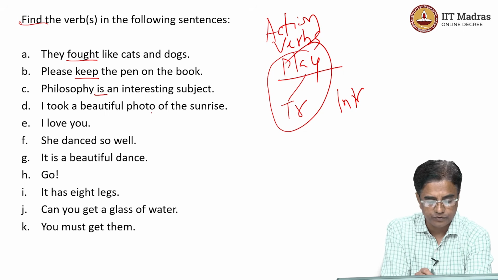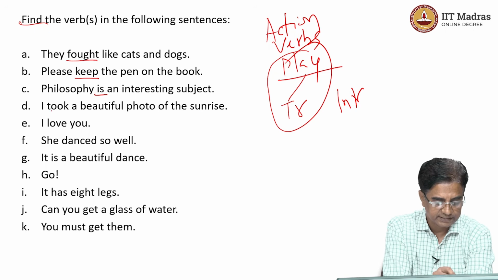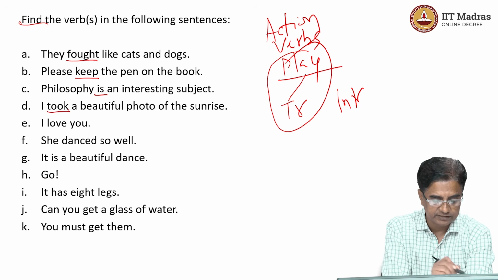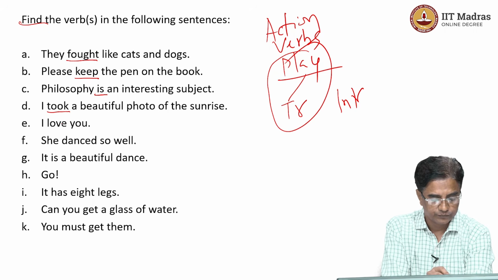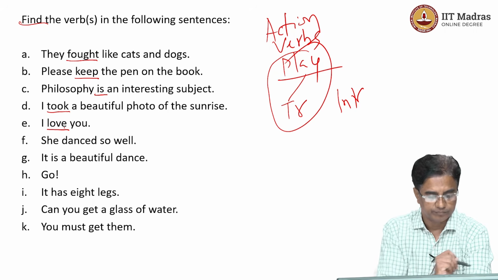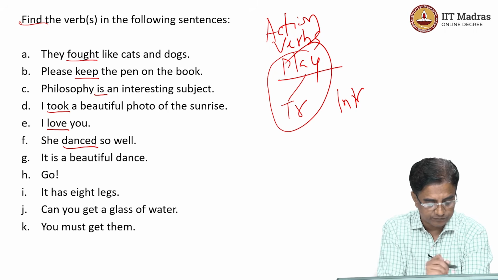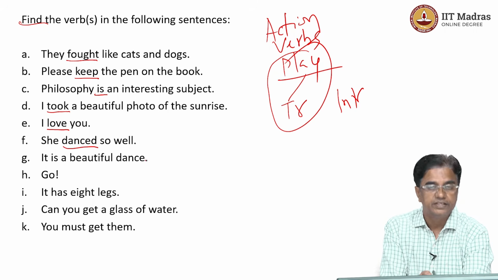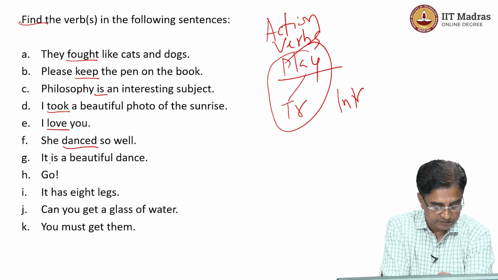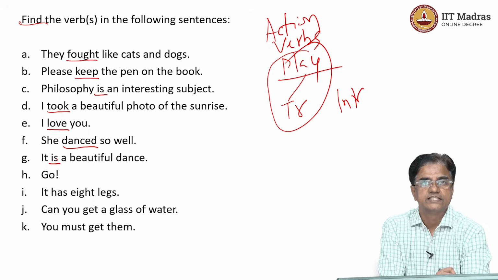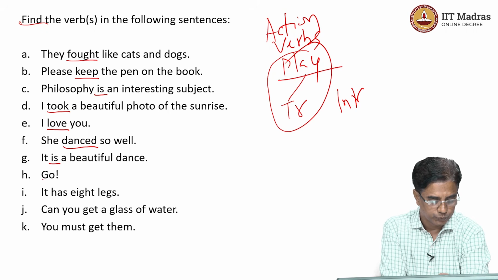I took a beautiful photo of the sunrise. So, took is the verb. I love you. Love is the verb. She danced so well. Dance is the verb. It's a beautiful dance. Now, we are talking about a state. So, is the verb.